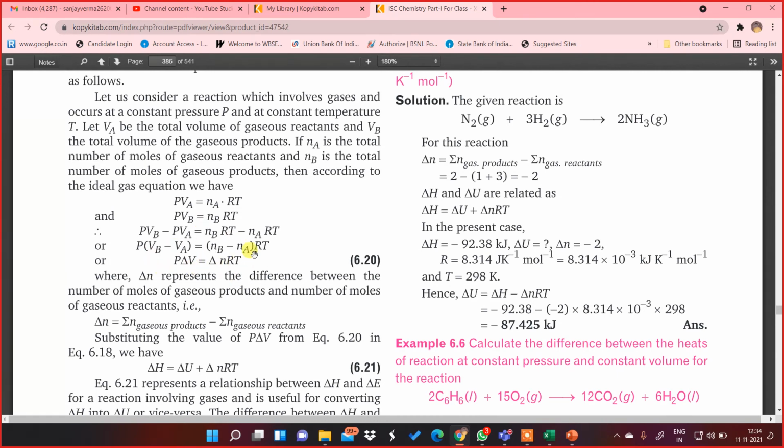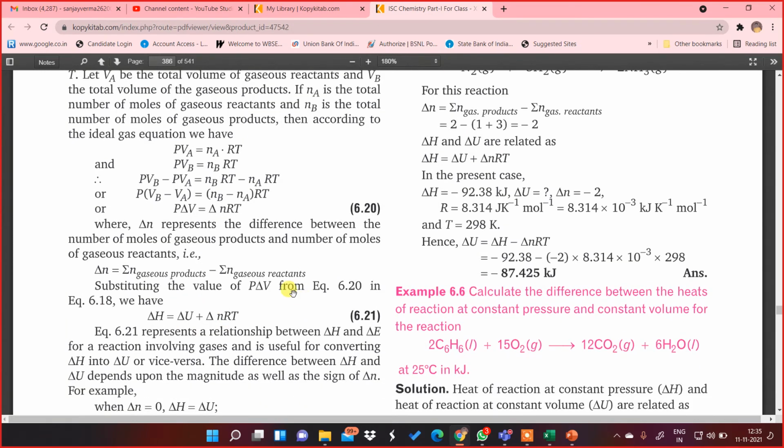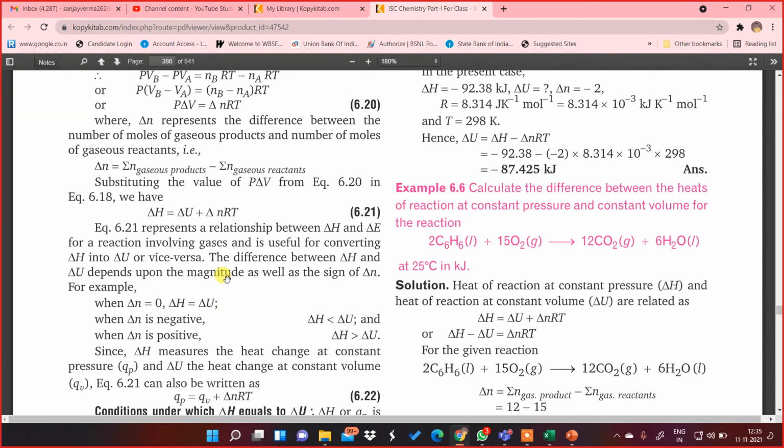So we get this form, P delta V is equal to delta n RT. Okay, so this is one form. And delta n, we know it is the summation of the number of moles of gaseous products minus the summation of the number of moles of the gaseous reactants. And then putting in the above formula, delta H is equal to delta U plus delta n RT, because we know P delta V is delta nRT. So we have various cases. When delta n is 0, delta H is equal to delta U. When delta n is negative, delta H has to be less than delta U. When delta n is positive, then delta H becomes more than delta U.